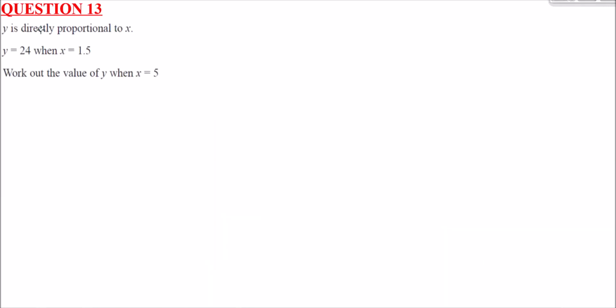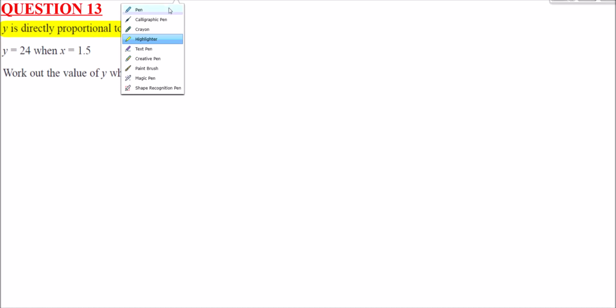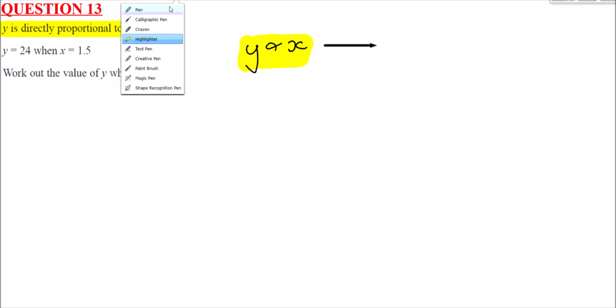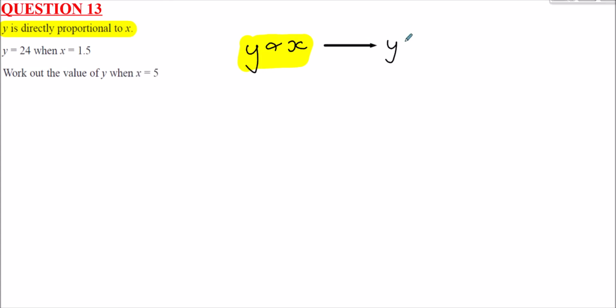Question 13, we have y being directly proportional to x. If we have two variables in direct proportion, the symbol for proportion is this fish-looking symbol like an alpha, then x. So that's our starting point: y is directly proportional to x. We then say that y will equal some constant number, let's call it k, multiplied by x.